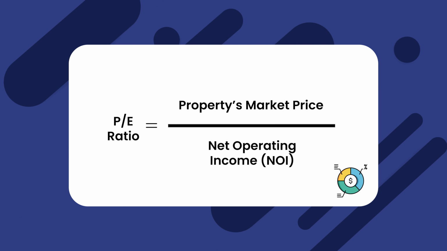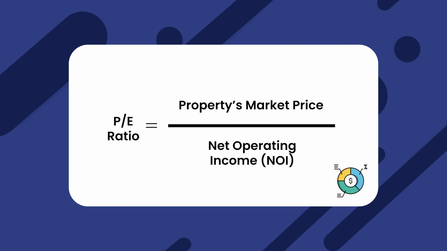Number 10 on the list is the price to earnings ratio. It's like comparing the sticker price to what's under the hood. PE is the property's market price over the NOI. Low PE might mean a bargain, but do your due diligence. High PE indicates the property's market price is relatively high compared to its income.